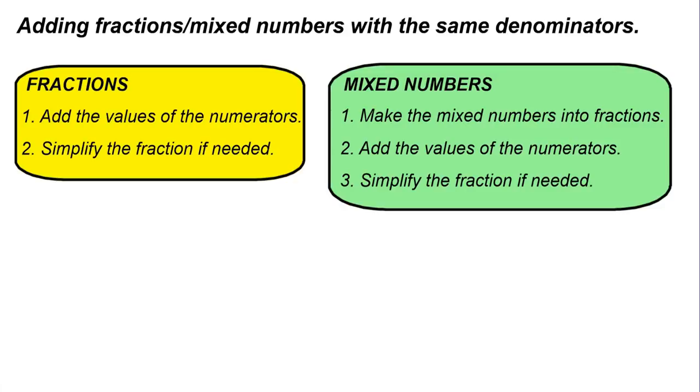It's best to make the mixed numbers into improper fractions first, and that will eliminate a lot of issues and problems and errors that 7th graders have when they add positive and negative mixed numbers together. Then add the values of the numerators just like they're fractions, and then simplify as needed. So just turn them into fractions, and then we would just basically use these rules over here for fractions.